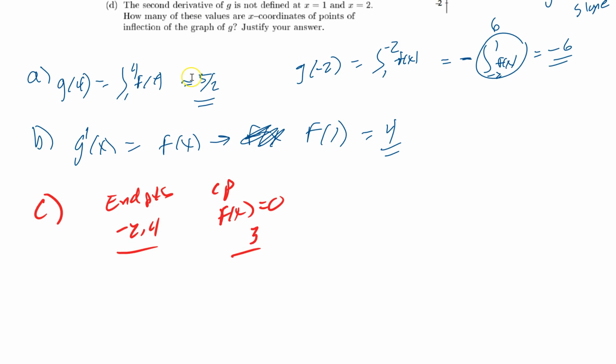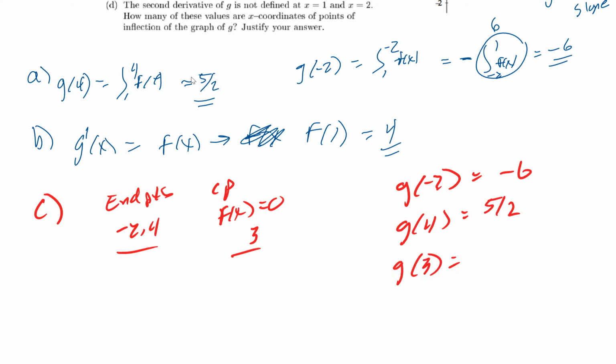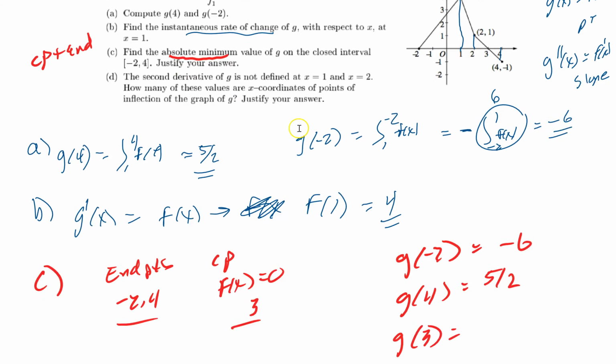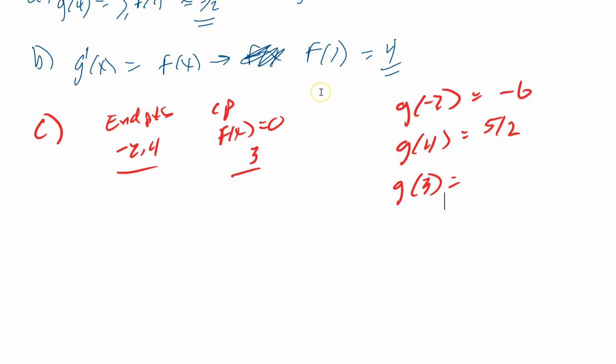So we're going to define g of negative 2, which we did already, so negative 6, how lucky. G of 4, which we already did, is 5/2, how lucky, or more planned. And we got to do g of 3 ourselves. Well, we did all of them ourselves, but currently. So g of 3, just plug it into the equation, 1 to 3.